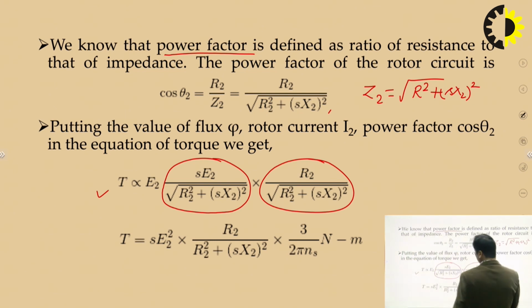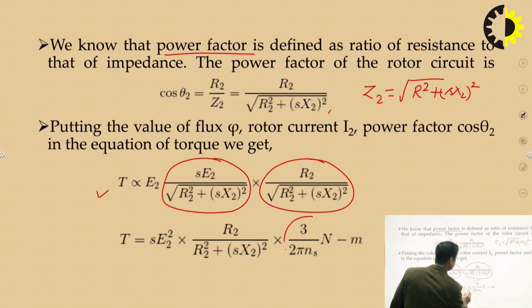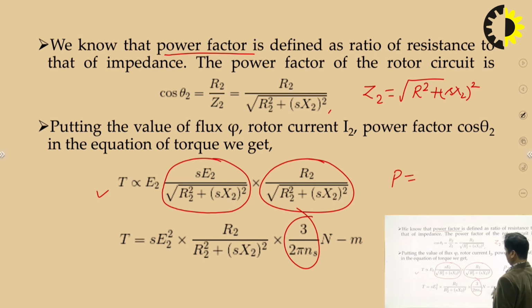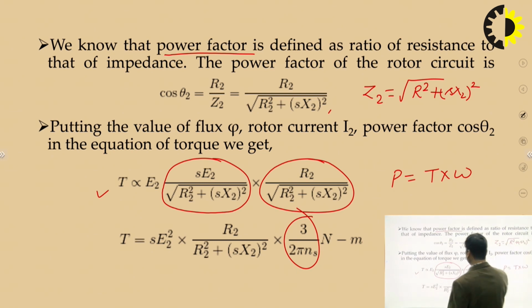Now this is proportional to this. This is the constant of proportionality. We have put this constant because we know that P is equal to torque into omega, so obviously this is our power term. So T must be equal to P upon omega here, and the total torque will be given by the total power, that is 3 times the power.